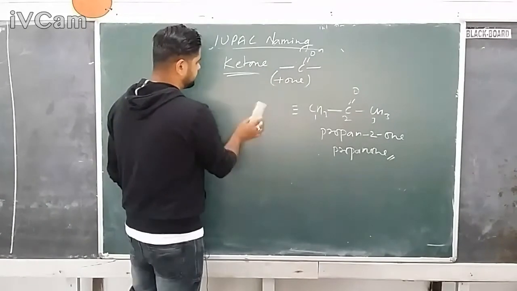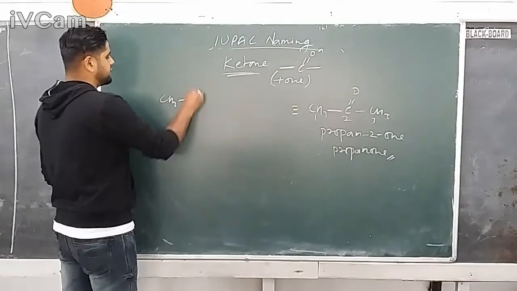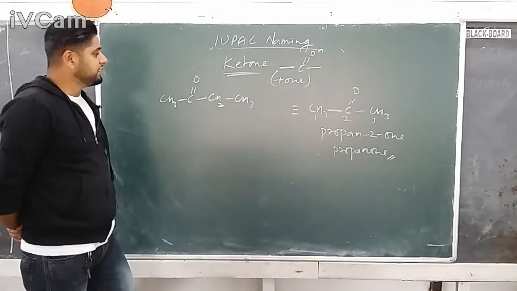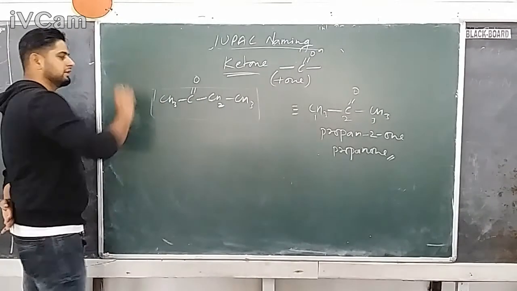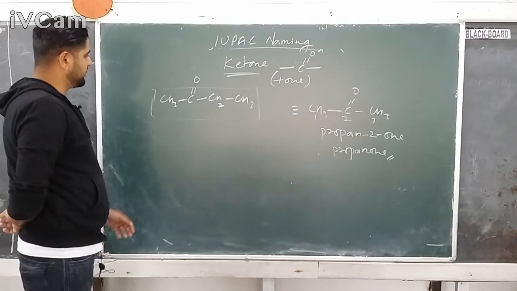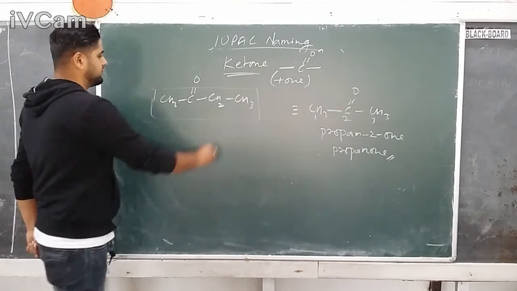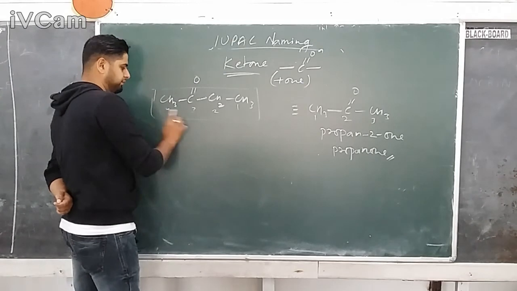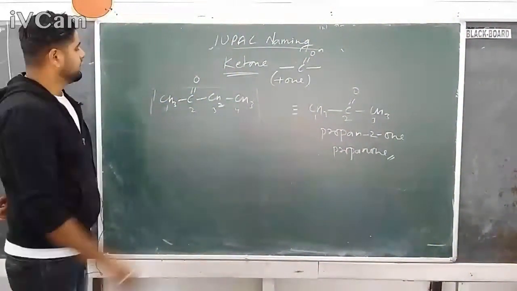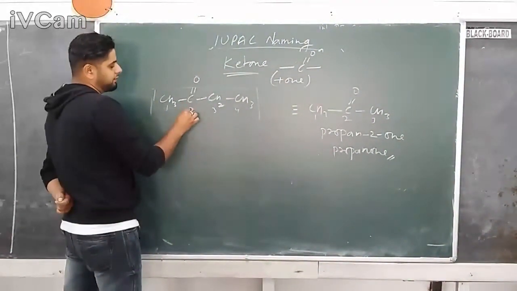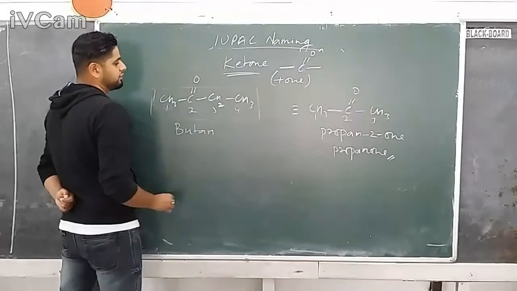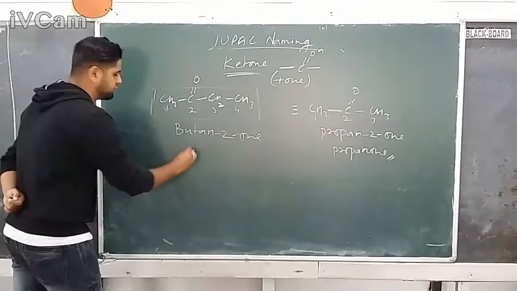Look at the board. CH3 C double bond O CH2 CH3. Now you need to select the longest chain first. So this is the longest chain. And you need to number this chain from the side where we get the lowest value for the functional group. So if I number from this side, 1, 2, 3, 4, this is getting number 2, this is the correct one. Since this carbonyl functional group is present at the second position, the root name is butane, so you need to write butan-2-one, or you can write 2-butanone.